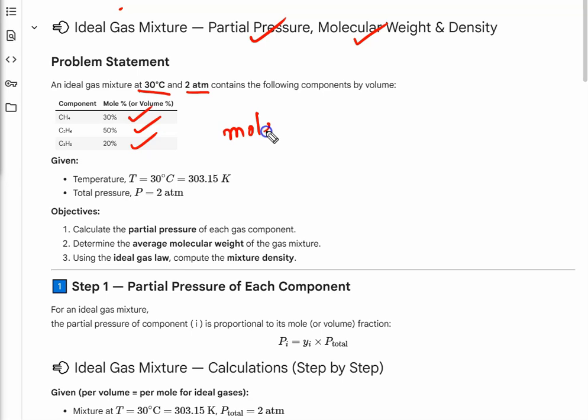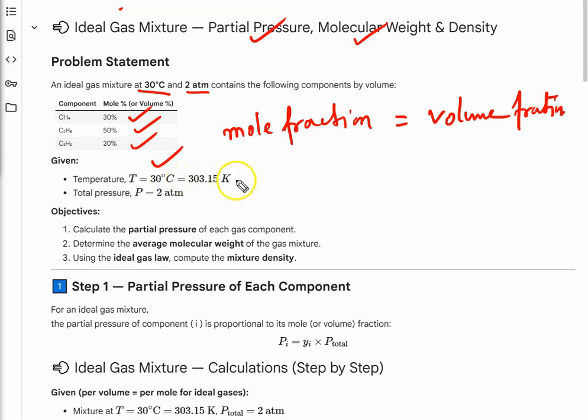So we can write: mole fraction equals volume fraction. Now the given data: temperature is given as 30 degrees centigrade. If we convert 30 degrees centigrade to Kelvin, we get 303.15 Kelvin. Total pressure P is equal to 2 atm.